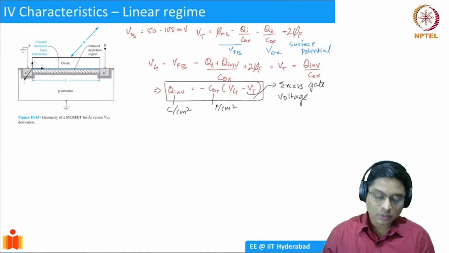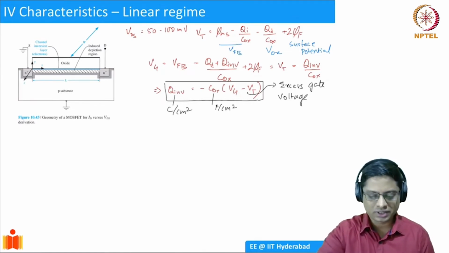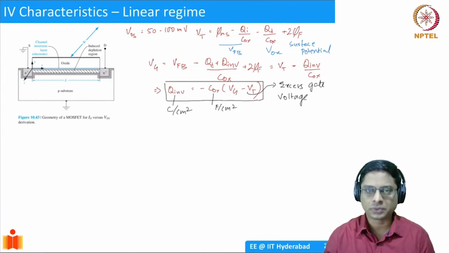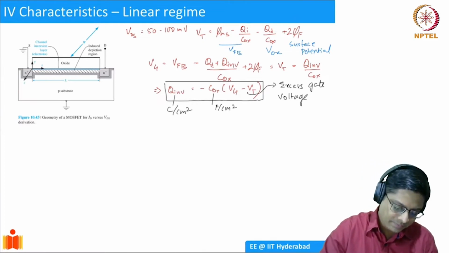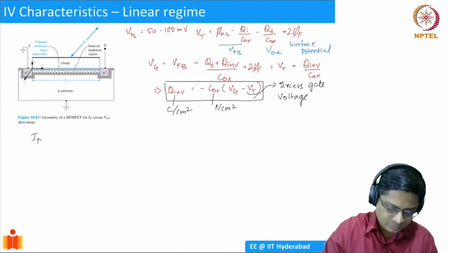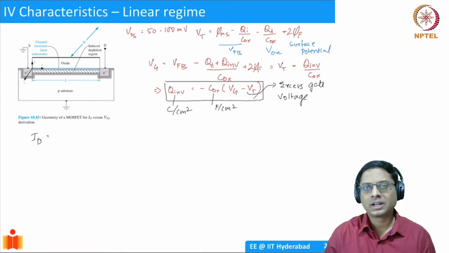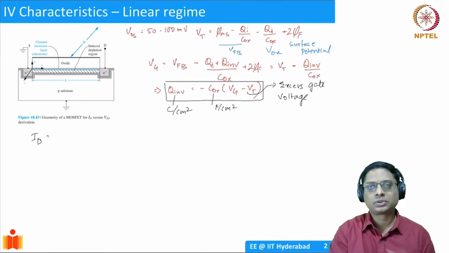Okay. So now what is ID, the drain current? Because you have this inversion charge, which, if your VDS is low, is more or less uniformly distributed, right? I mean, the density doesn't change with position. So the current, ID, will be simply the total charge divided by the time it takes for it to move from source to the drain.